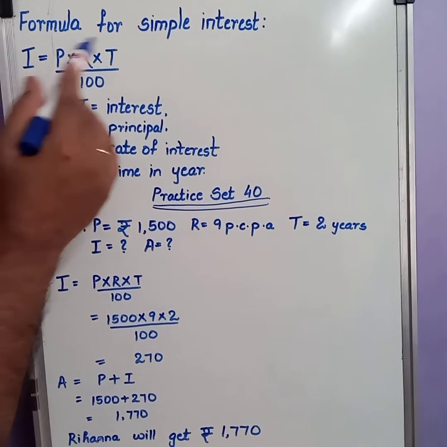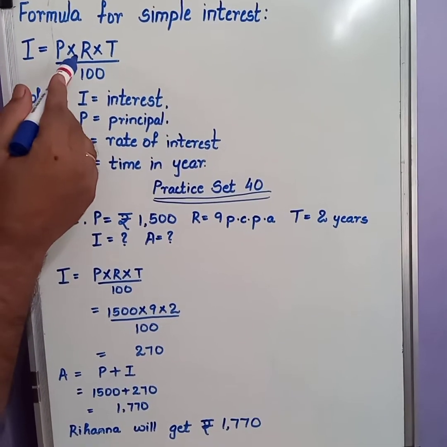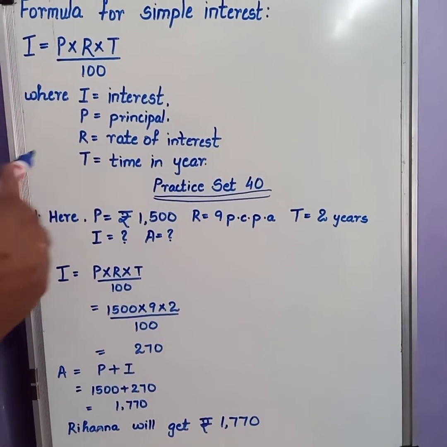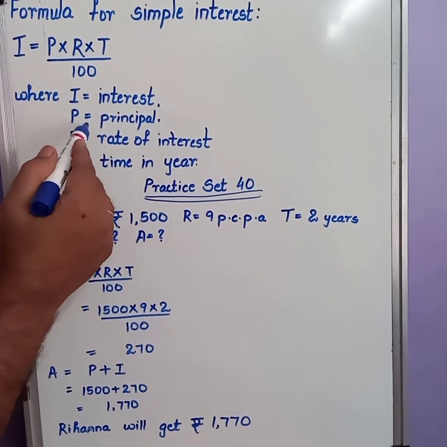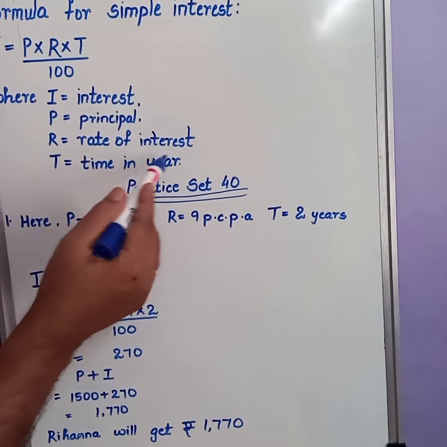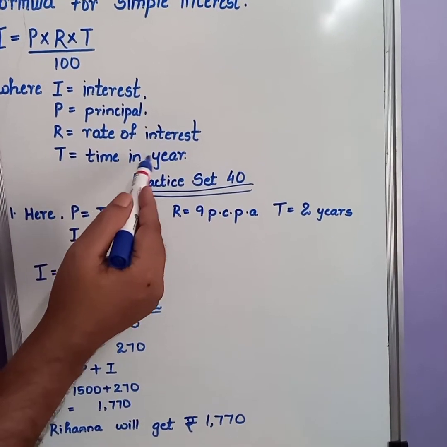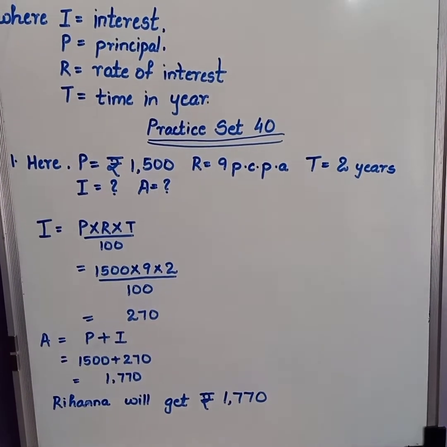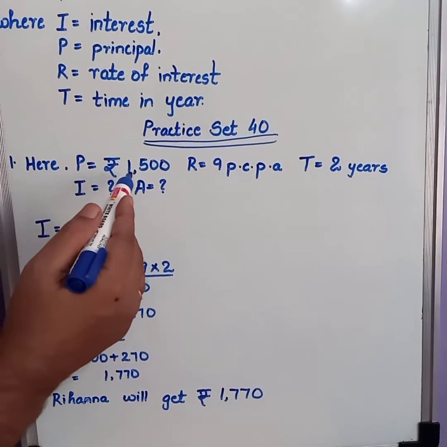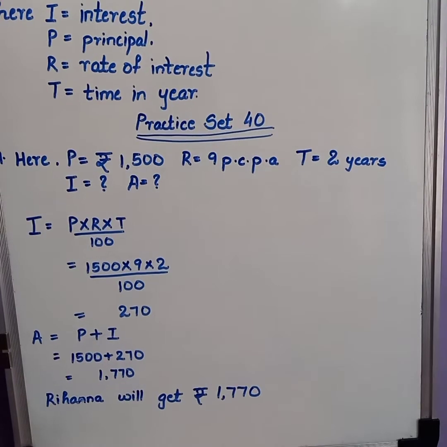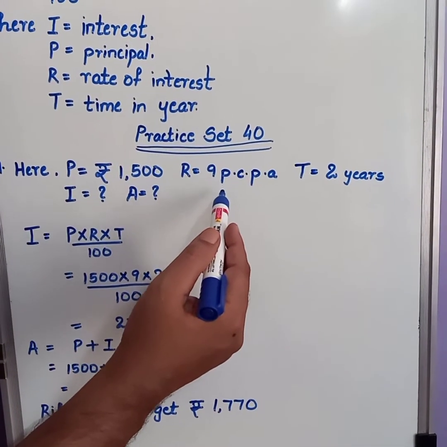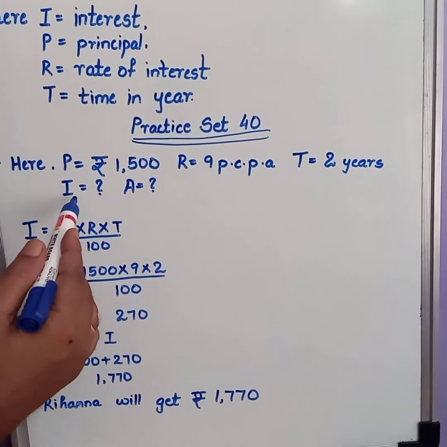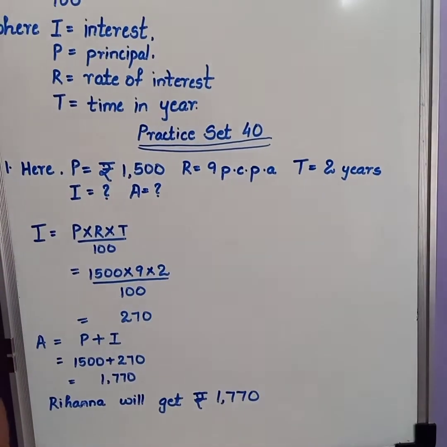Formula for simple interest, that is interest is equal to PRT upon 100, means P into R into T upon 100, where I is interest, P stands for principal, R for rate of interest, and T time in years. Practice set 40. The first sum, the principal is given 1500, rate of interest is given 9%, time that is 2 years. Interest we need to find, and the amount we have to find.